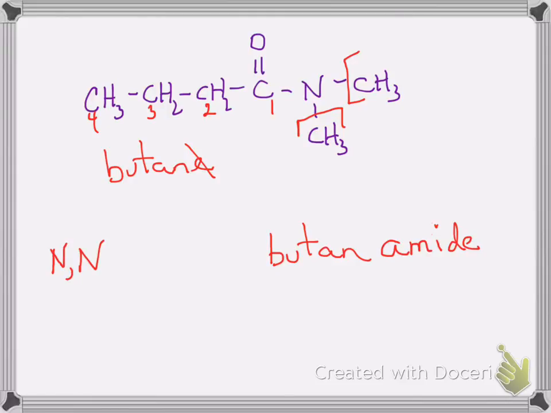Because I have 2 methyl groups, I need 2 N's, just indicating that each of them are attached to a separate spot on nitrogen. And it's going to be di because there's 2 methyl groups, and so it's dimethyl. And so the proper name of this molecule is N,N-dimethylbutanamide.